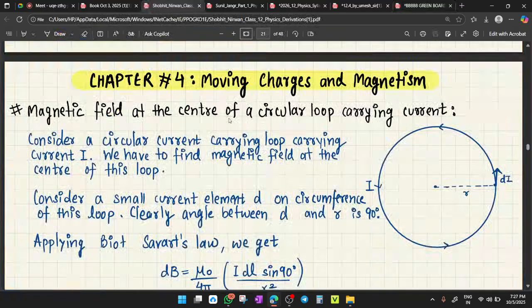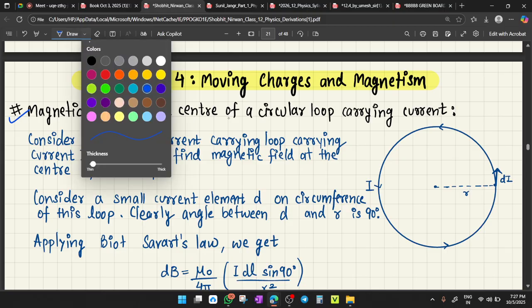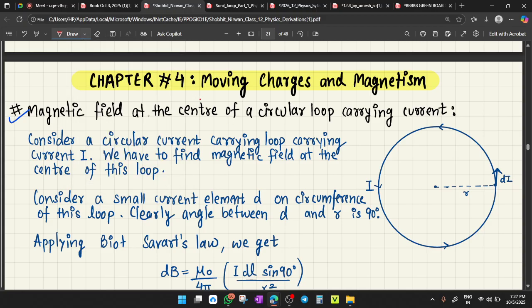Let us start with the derivation. Make it a heading: magnetic field at the center of a circular loop carrying current. We have a circular loop and need to find the magnetic field intensity at its center. Consider a circular loop with current flowing in the anti-clockwise direction. Clear?